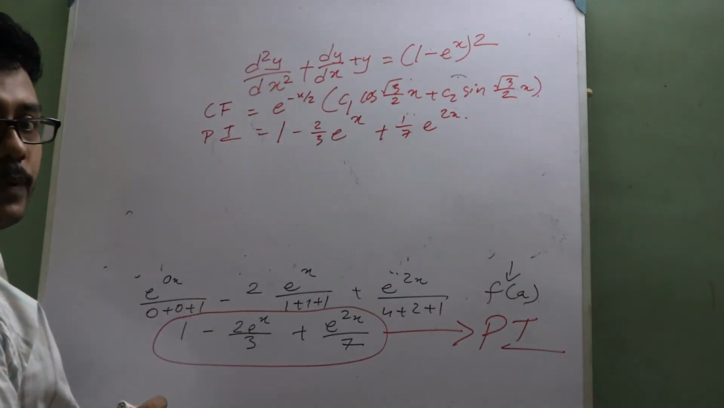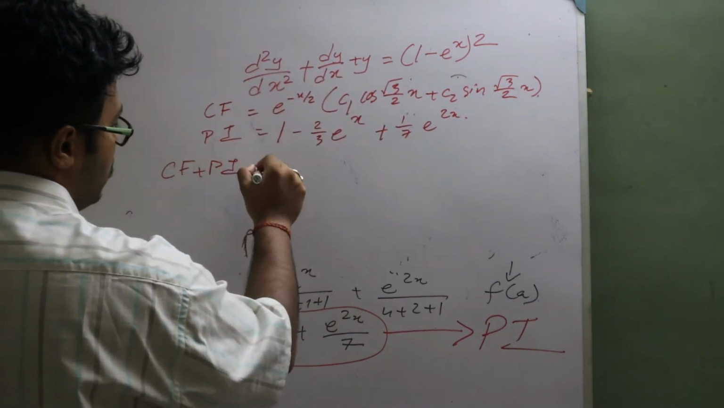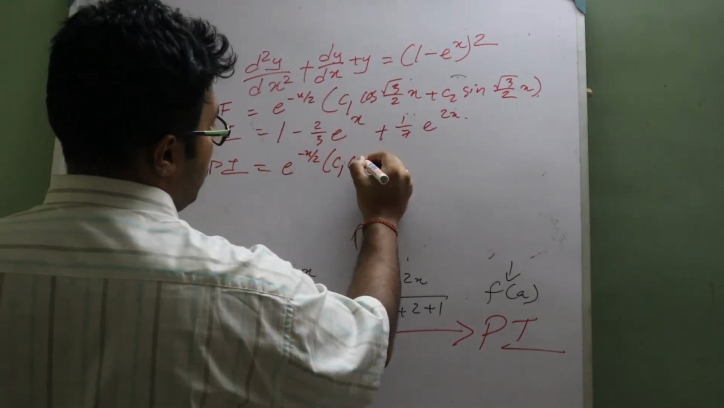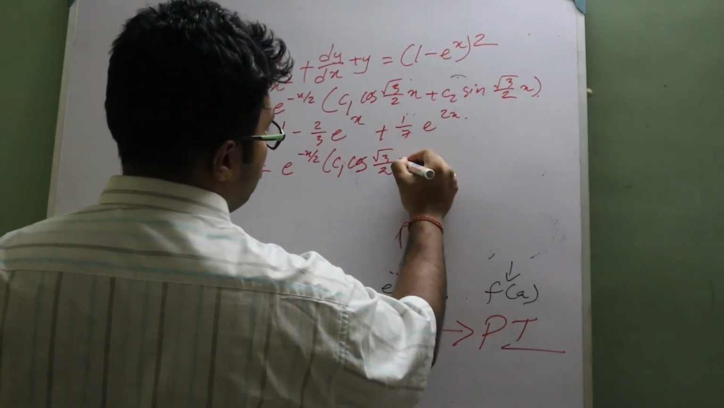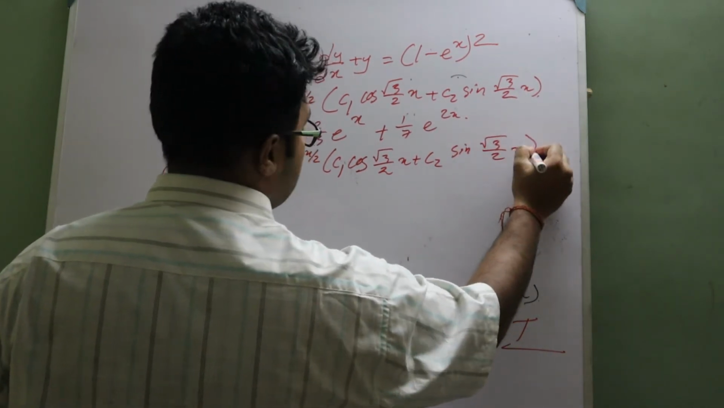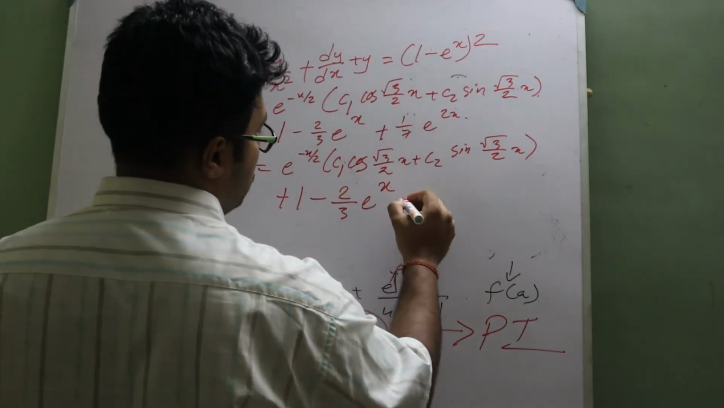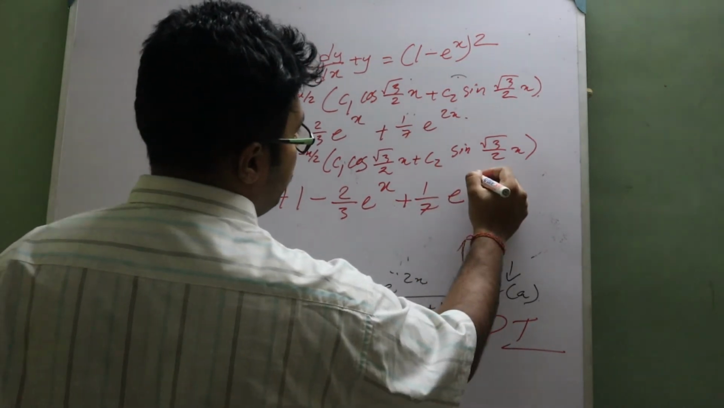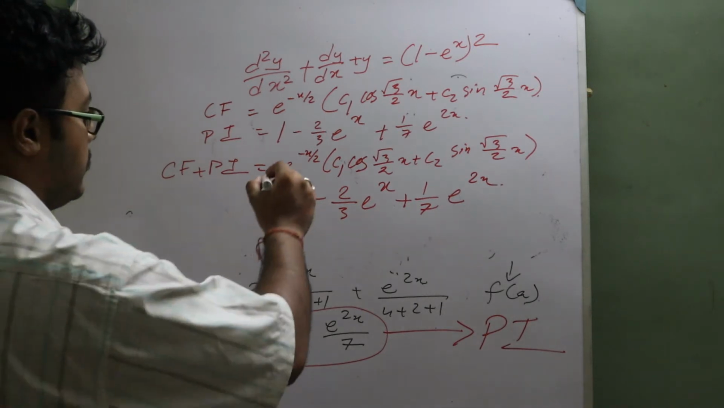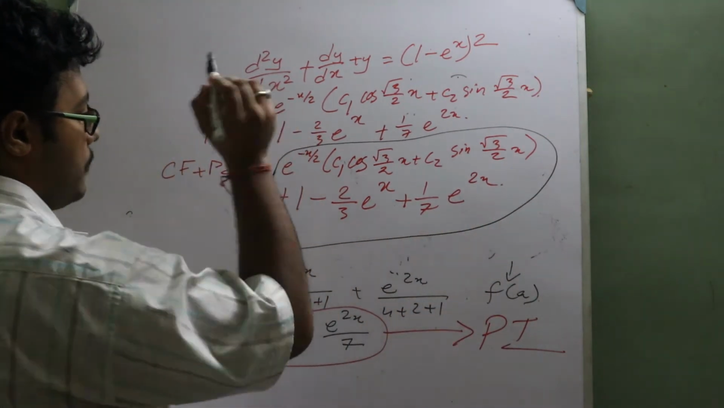Now I have told you previously that the total solution will be CF plus PI. So the total thing will be e to the power minus x by 2 into C1 cos of root 3 by 2 x plus C2 sin of root 3 by 2 into x, plus 1 minus 2 by 3 e to the power x plus 1 by 7 e to the power 2x. This will be the whole answer.